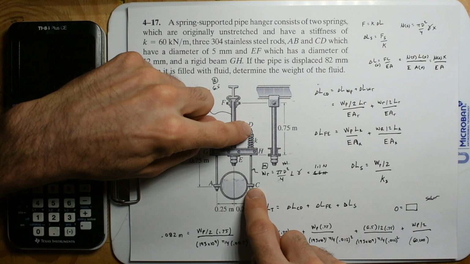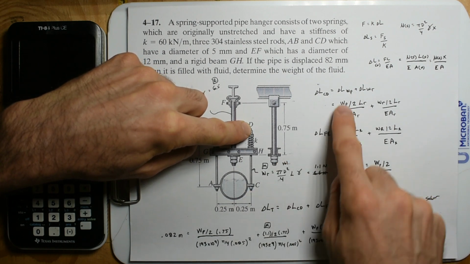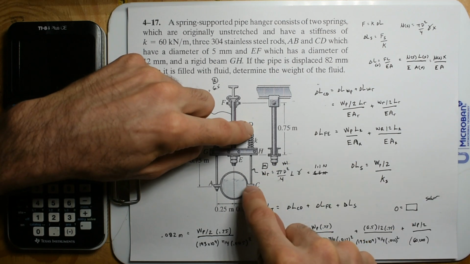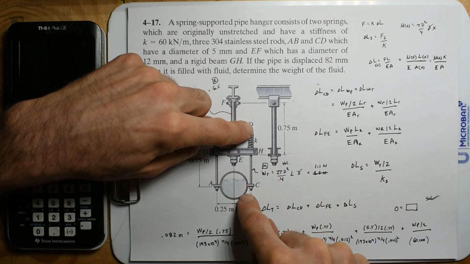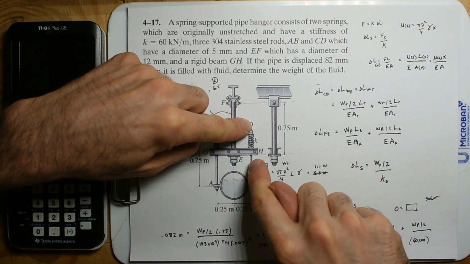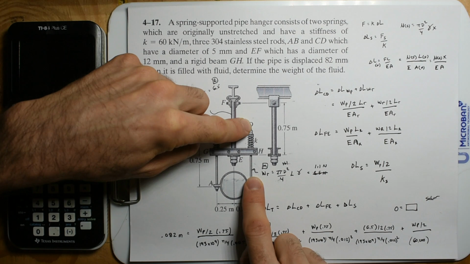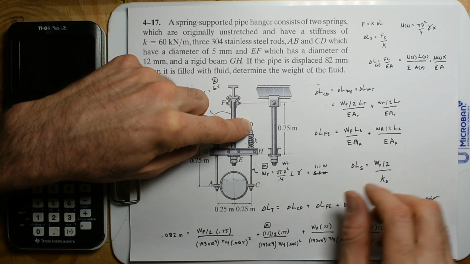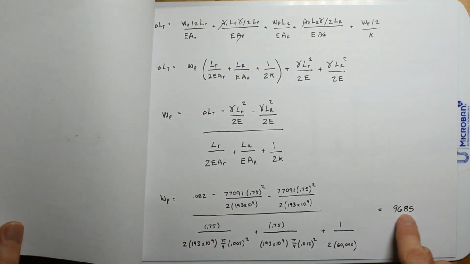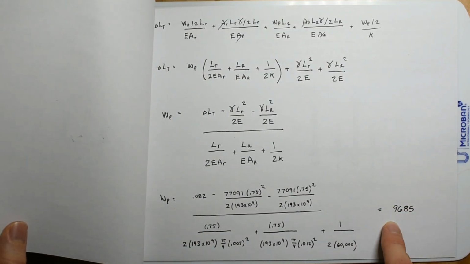So I'm going to say that the change in length of this, in general, is going to be due to the change in length from the weight of the water in this pipe, and also the weight of this rod itself, which is negligible. You wouldn't have to do that. There was no change. So if I take that into consideration, here is our answer anyway.